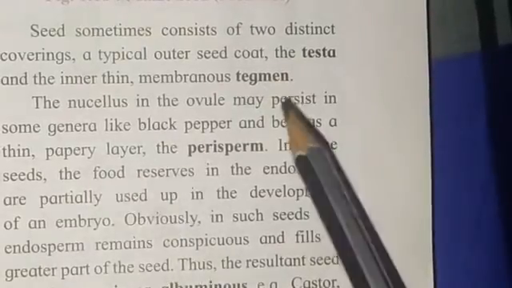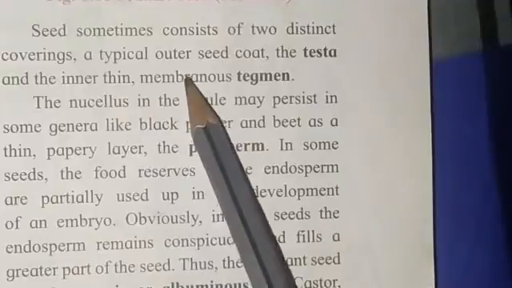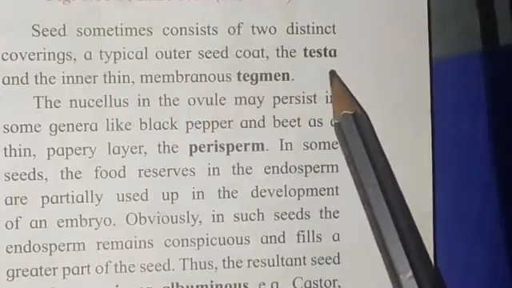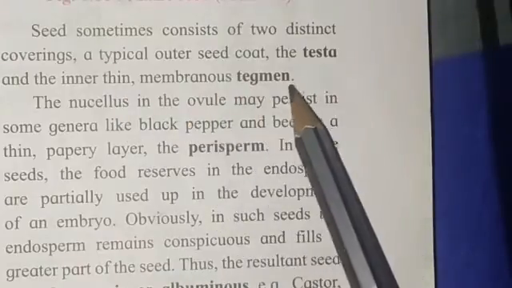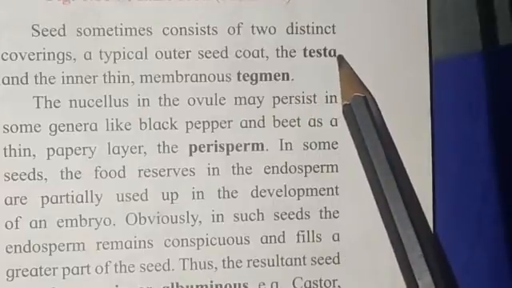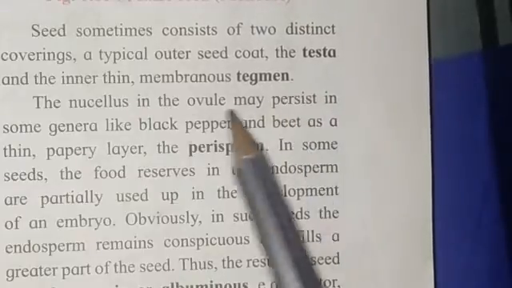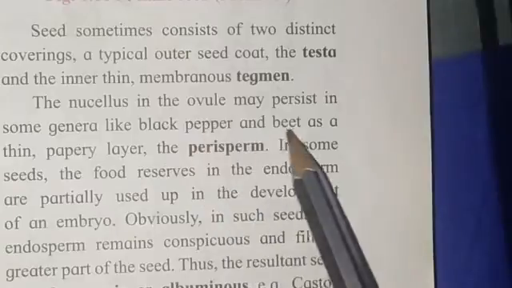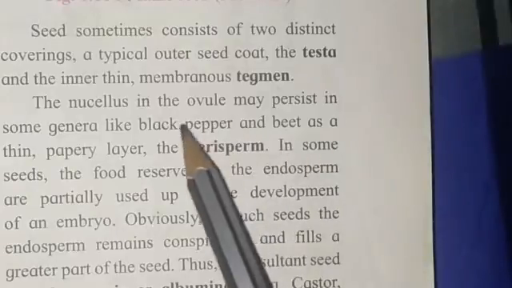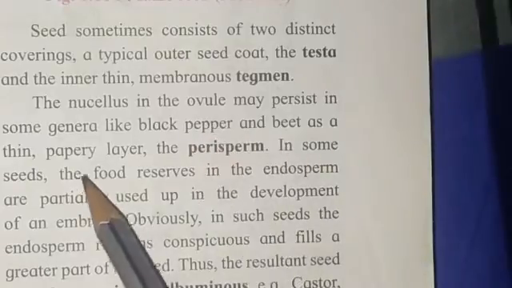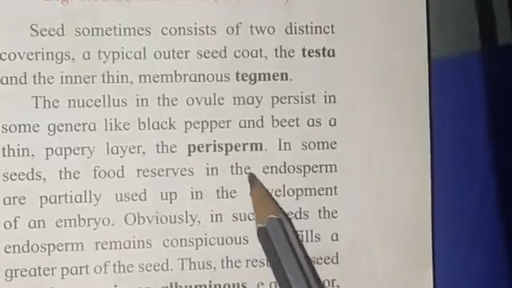Sometimes the seed consists of two distinct coverings: a typical outer seed coat, that is the testa, and an inner thin membrane, that is the tegmen. So the outer covering is called the testa, and the inner is the tegmen. And the nucellus in the ovule may persist in some genera like black pepper, and it is just a papery layer called the perisperm.